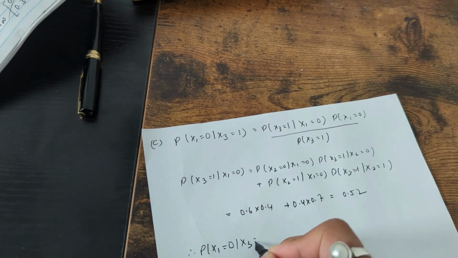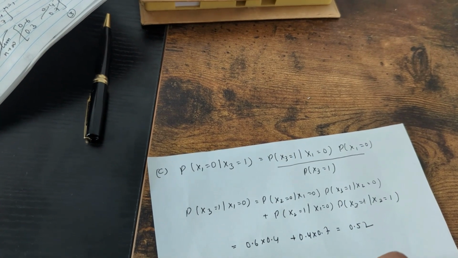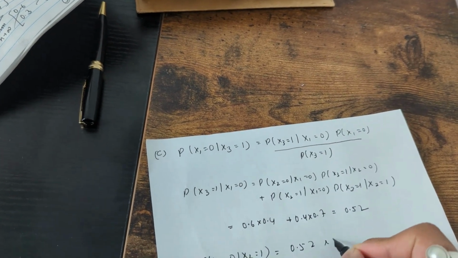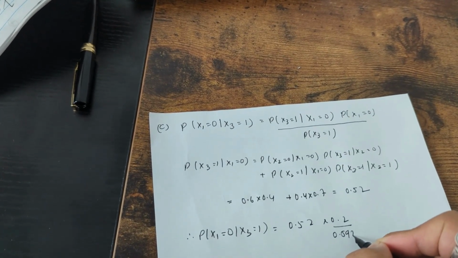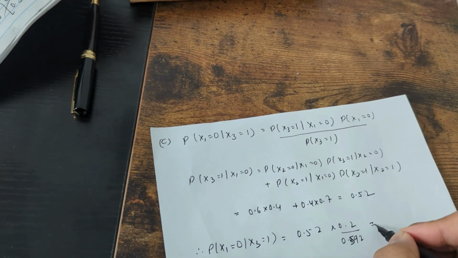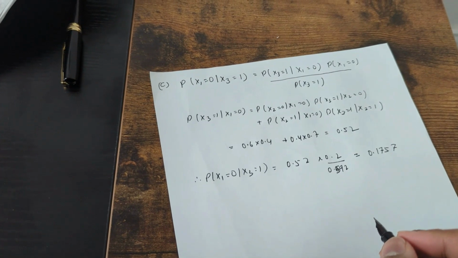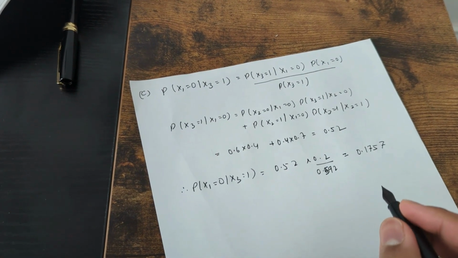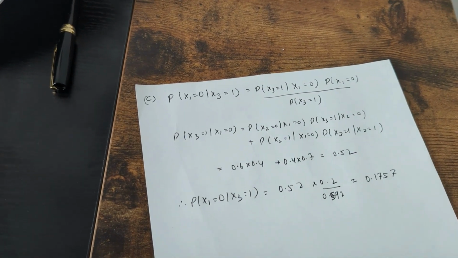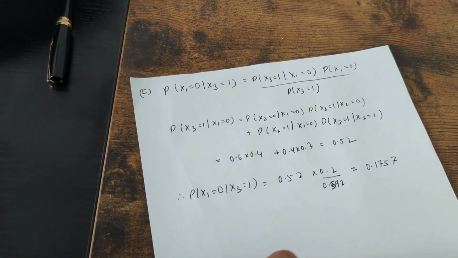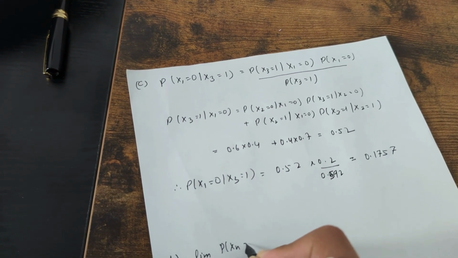So therefore probability of x1 equals 0 given x3 equals 1 is equal to what? This is 0.52 times probability of x1 equals 0, which is 0.2, over probability of x3 equals 1, which is 0.592. This is 0.1757. So the probability of x1 equals 0 given x3 equals 1 is 0.1757. Now the D part, we have to find the limit as n approaches infinity of probability of xn equals 0.